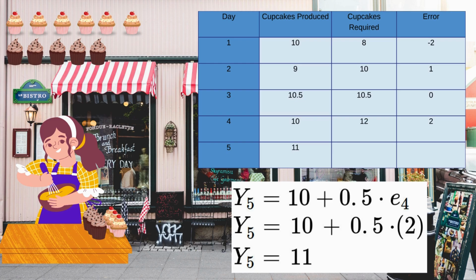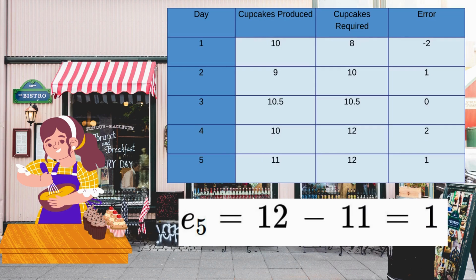On the fifth day, we calculate y5 is equal to 10 plus 0.5 times e4. Therefore, y5 is equal to 10 plus 0.5 times 2. Therefore, y5 is equal to 11. At the end of the fifth day, the required number of cupcakes was 12. Therefore, the error on the fifth day, e5, is equal to 12 minus 11, that is equal to 1.